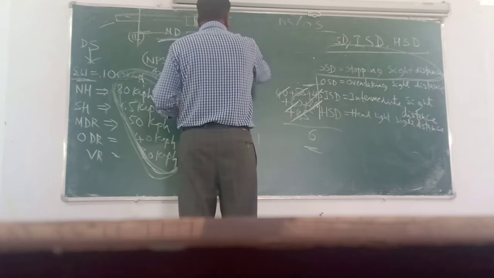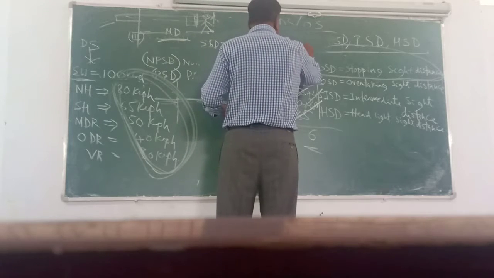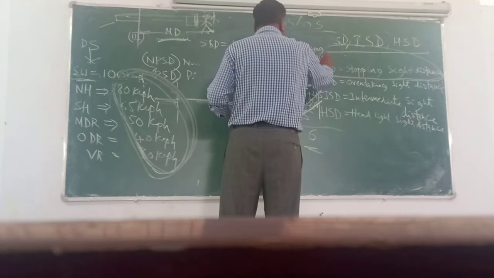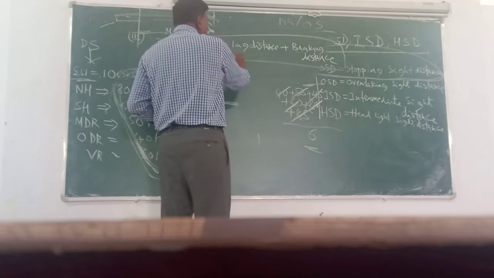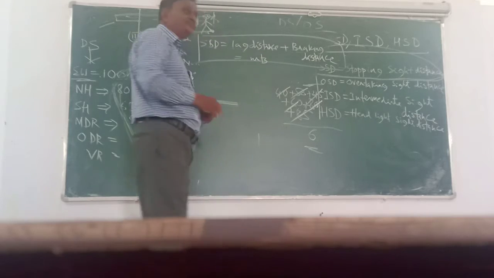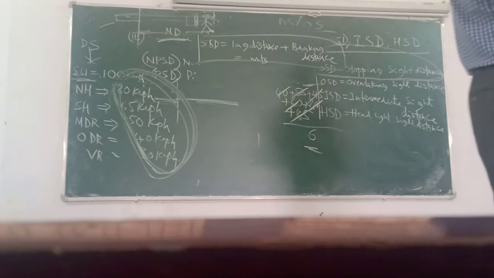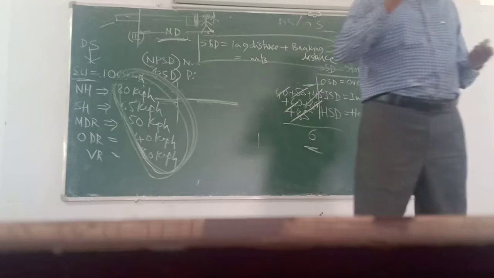One is known as the lag distance. The other is known as the braking distance. If you ask me what is the unit of the lag distance, of course it is in meters. Distance is in meters, right? The stopping sight distance consists of two components: one is known as the lag distance and the other is known as the braking distance.